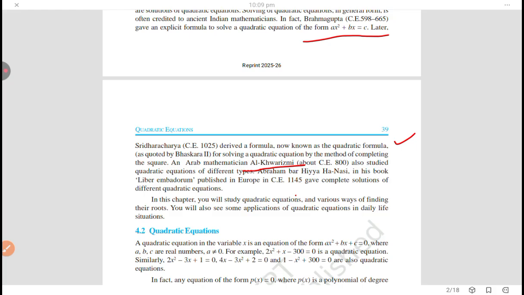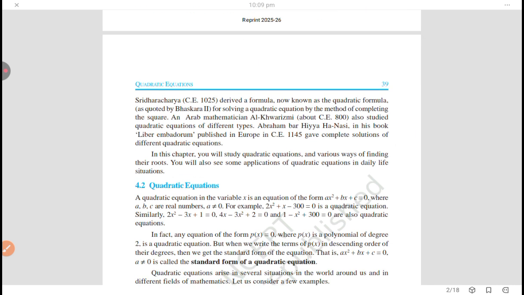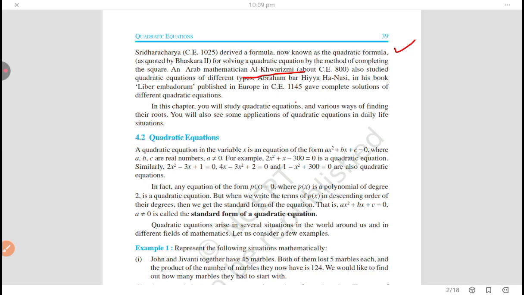So in this chapter, we'll study what a quadratic equation is and how to solve quadratic equations, then the quadratic formula, then finding the discriminant and nature of the roots. So here we start with the quadratic equation.